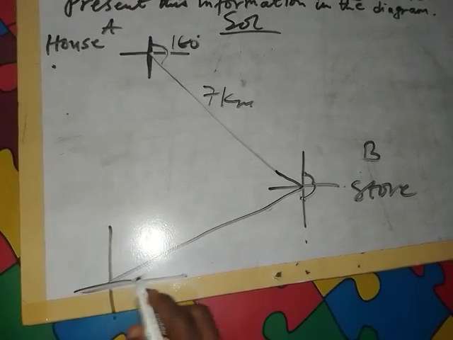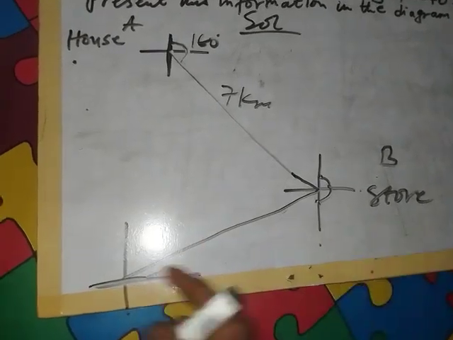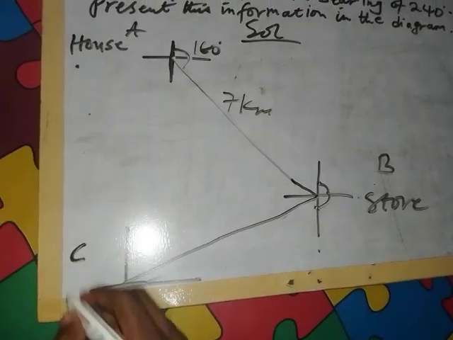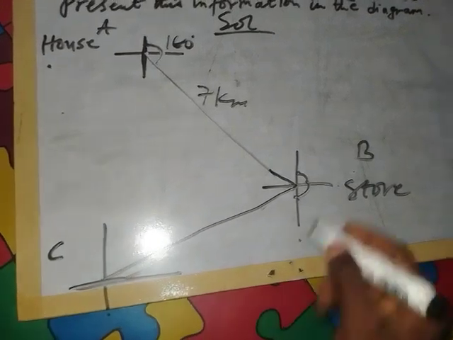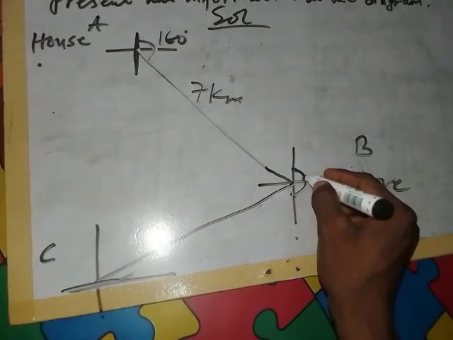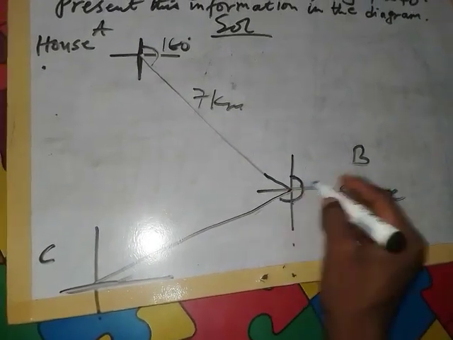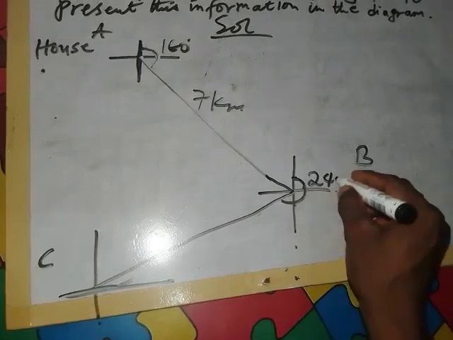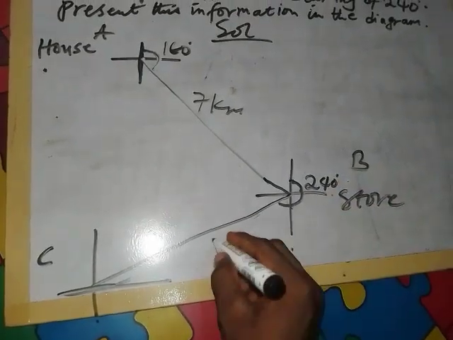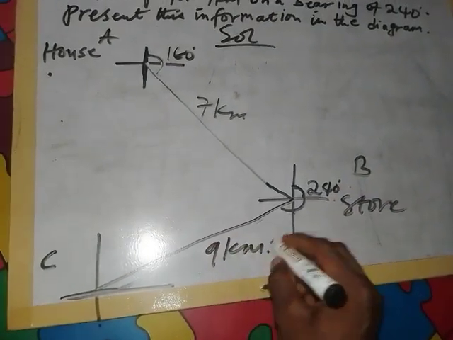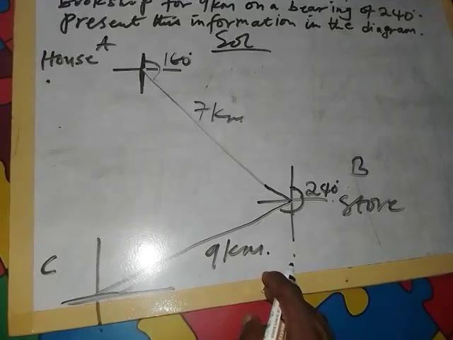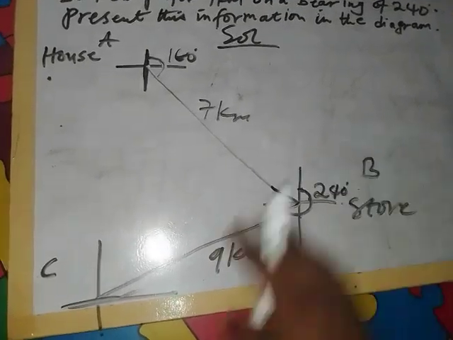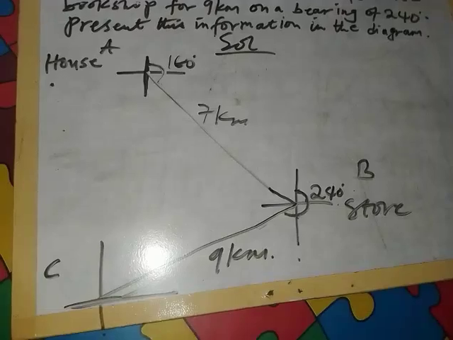You're getting me now? So this is the bookshop that he left his store to. You can call this point C. That is the bookshop. So from here that he turned to this place is 240 degrees. Remember, he used a distance of 9 kilometers. So this is how to represent that information in a diagram, and that is the final answer.